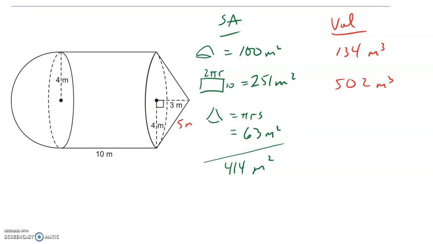And so the volume of a cone is 1/3 pi r squared times h. Got the radius of 4, got the height of 3, and you put that all together, and hopefully it'll be around 50 meters cubed. And then we'll add those 3 together and get a total volume of 686 meters cubed altogether.